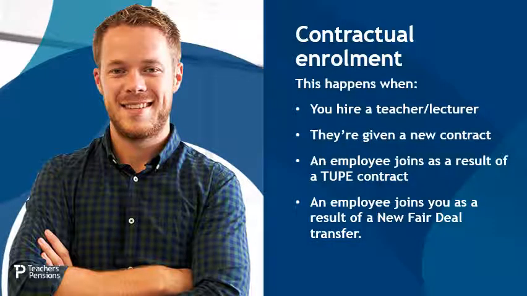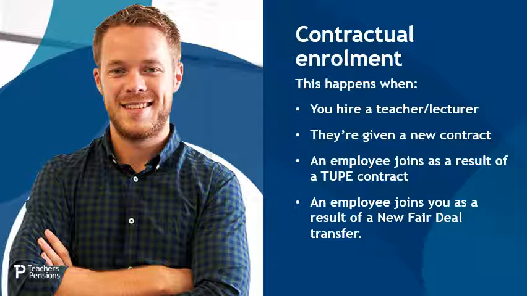So when does contractual enrolment apply? When a new employment relationship begins with a member, provided they're between the ages of 16 and 75 and are employed in a role that's eligible to be in the Teachers' Pension Scheme, they should be contractually enrolled into the scheme, regardless of any earnings or previous opt-outs.